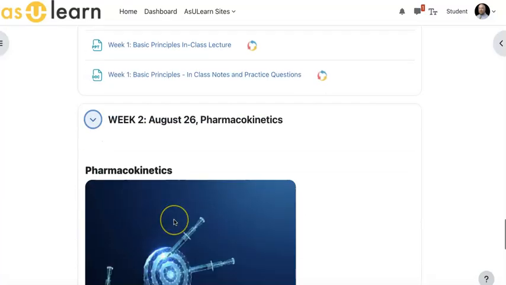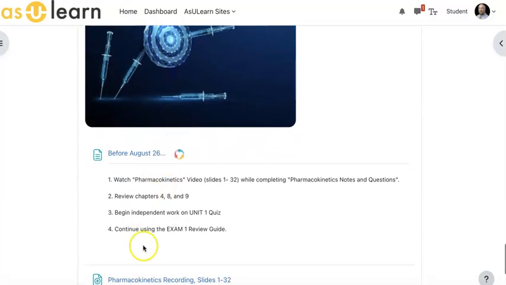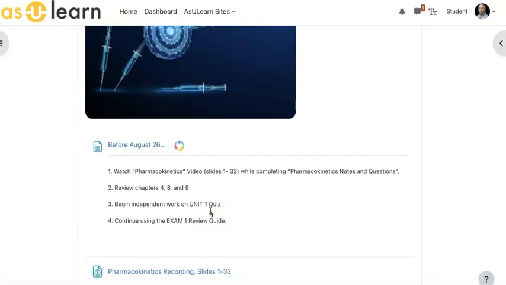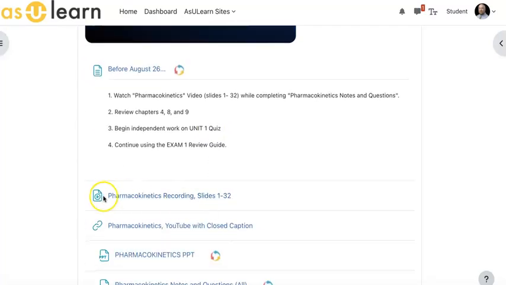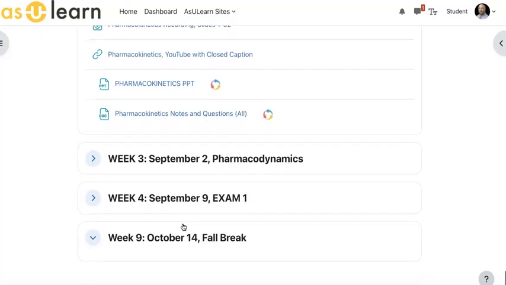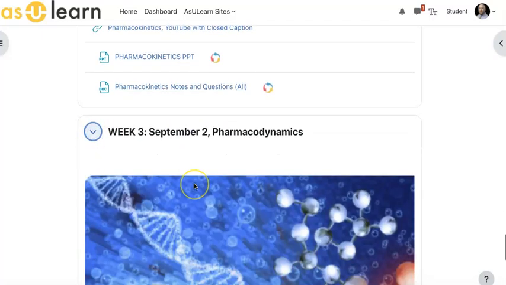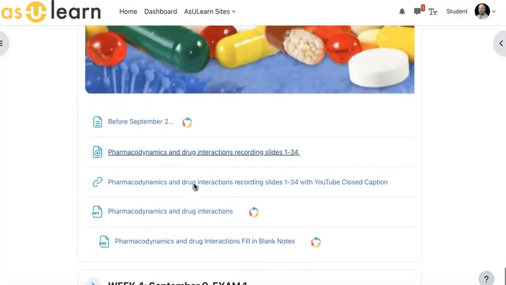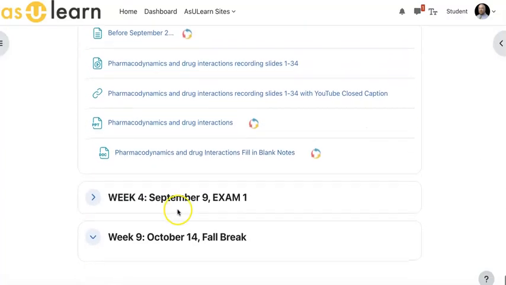Week 2, again, the same sort of thing. There's an example here of what you're going to do. There's an exam review guide already posted for the first exam, plus there's an independent work on a unit 1 quiz that I'll talk about in just a minute. And then additionally, more information here for you, and then the same thing with pharmacodynamics, same sort of information there.